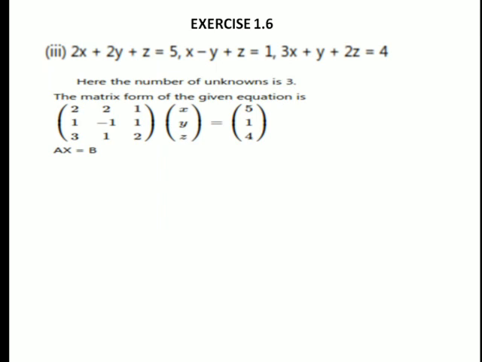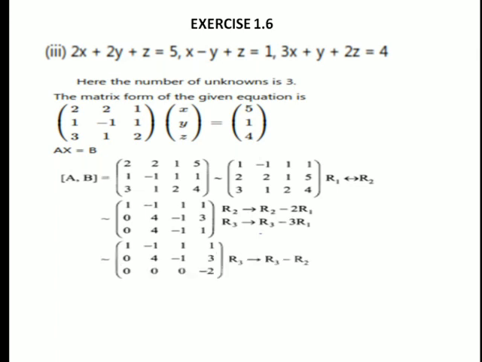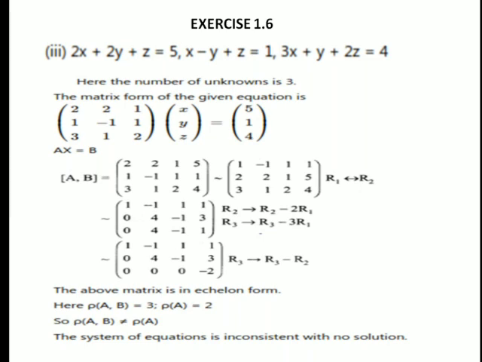You take it and write it in the matrix equation form Ax equal to B. Row 1 interchange to row 2. Then row 2 minus 2 row 1, row 3 minus 3 row 1. Then row 3 minus row 2. The above matrix is in echelon form. Hence, rank of A comma B equal to 3, rank of A equal to 2. So rank of A comma B not equal to rank of A. The system of equations is inconsistent with no solution.